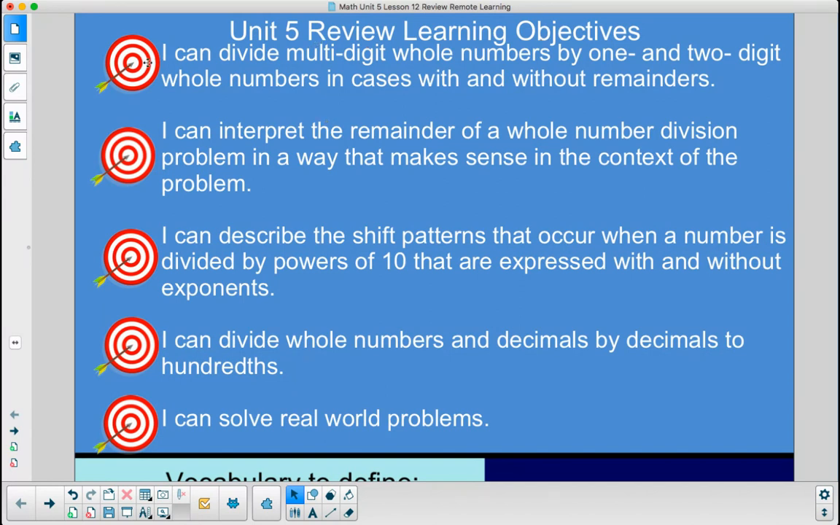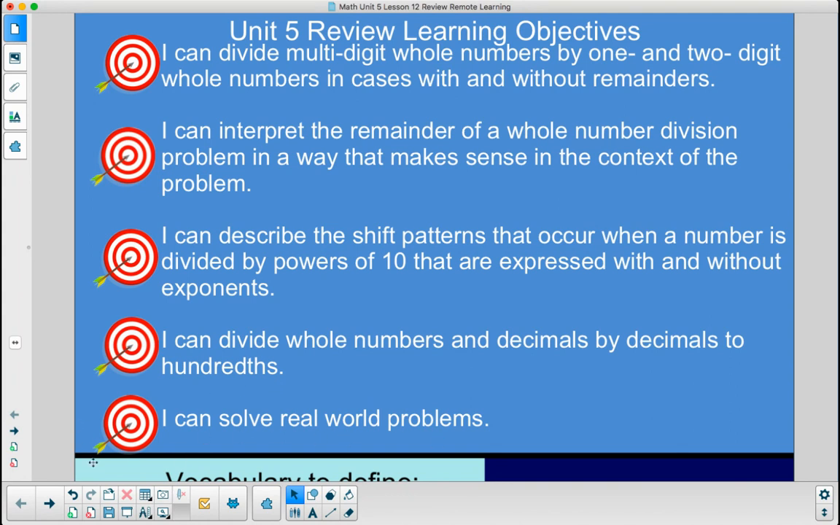Learning objectives are all our targets from the unit. I can divide multi-digit whole numbers by 1 and 2-digit whole numbers in cases with and without remainders. I can interpret the remainder of a whole number division problem in a way that makes sense in the context of the problem. I can describe the shift patterns that occur when a number is divided by powers of 10 that are expressed with and without exponents. I can divide whole numbers and decimals by decimals to the hundredths. I can solve real-world problems.